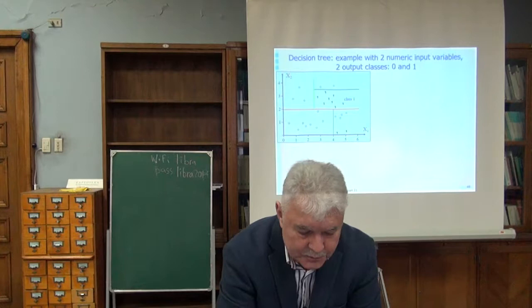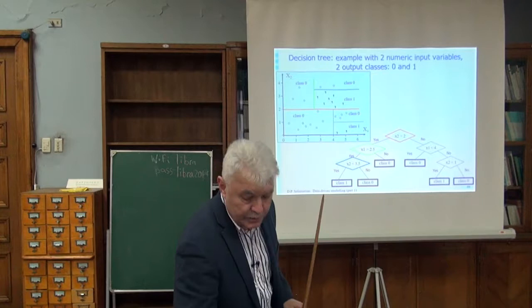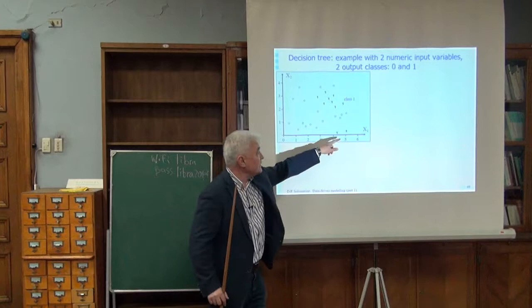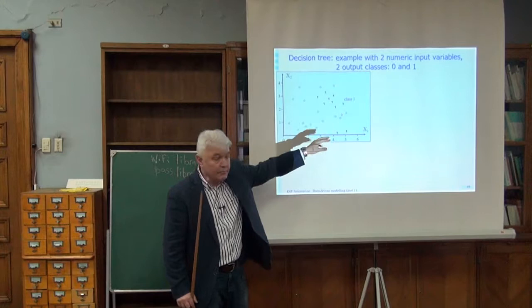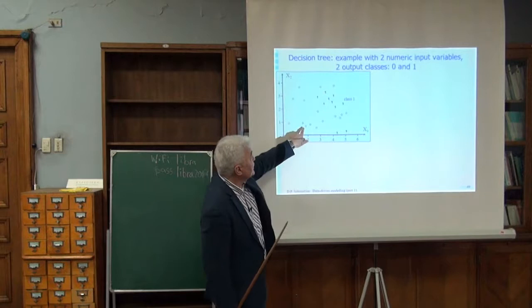So now, yet another method is called model tree. And the idea is this. Imagine you have a two-dimensional data set, x1, x2. They are both inputs. Now it's a different problem, and the output looks like this. You want to build a model that would discriminate zeros from ones. Here there are zeros, there are ones.